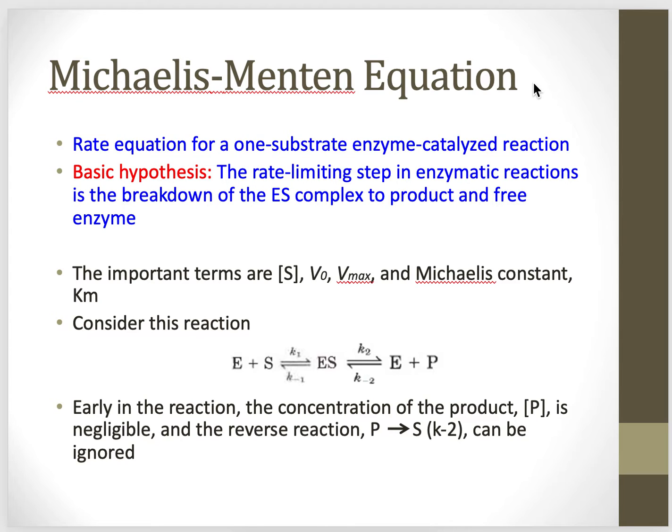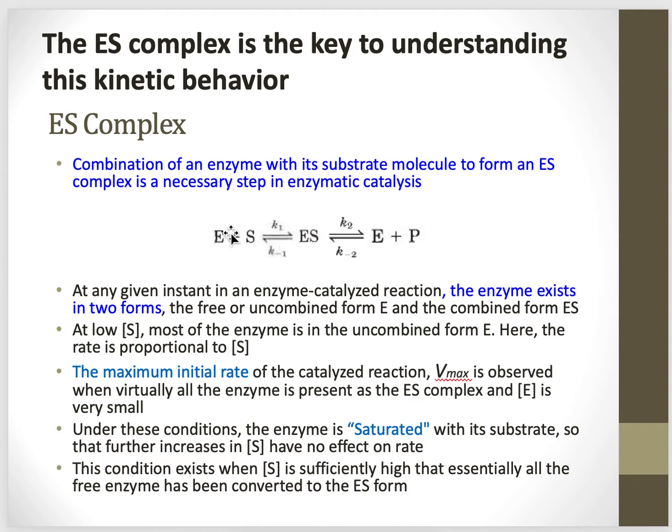So what was the hypothesis? The rate limiting step in enzymatic reactions is the breakdown of the enzyme substrate complex to product and free enzyme. Before going to the derivation, I'll talk a little bit more about this one. Why does the breakdown of the ES complex become rate limiting? Go back to this equation: enzyme and substrate, then enzyme and product. We can see that there are two steps in this reaction, right? This step and this step.